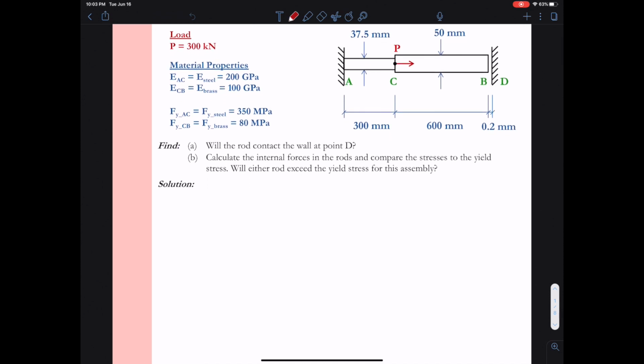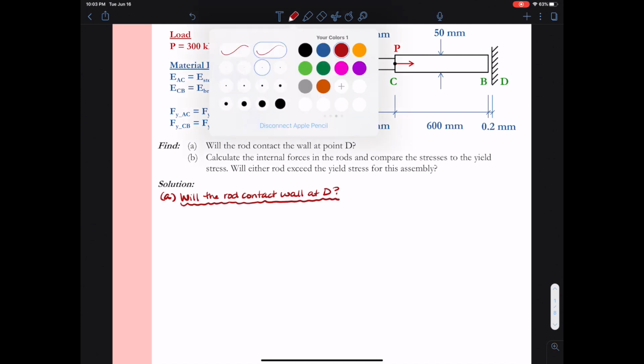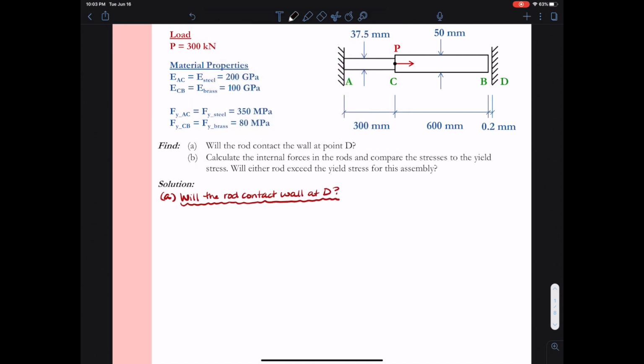So the first question we ask ourselves is, will the rod contact the wall at point D? Until the rod contacts the wall at point D, this is a statically determinate problem. All we have is a rod that's fixed at A and a load applied to it. So hopefully you can see that this goes back to our statically determinate problems, and we would be able to solve for the total deflection at point B.